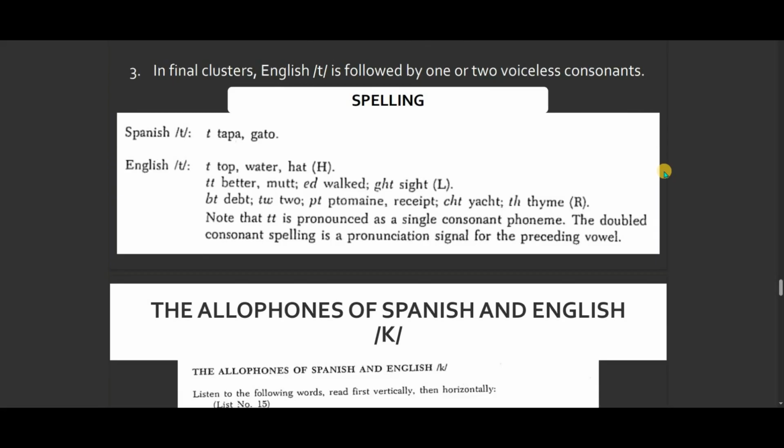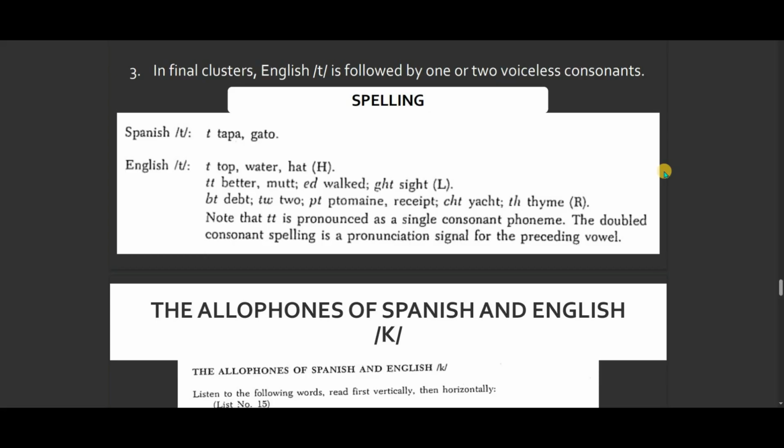Spelling: Spanish T like in tapa and gato. English T like in top, water, hat. We can tell that in Spanish, since there's only one allophone for the T sound, there is no comparison of frequency of use. In English, in the case of initial position top, middle water, and final hat, they have a high frequency of use.